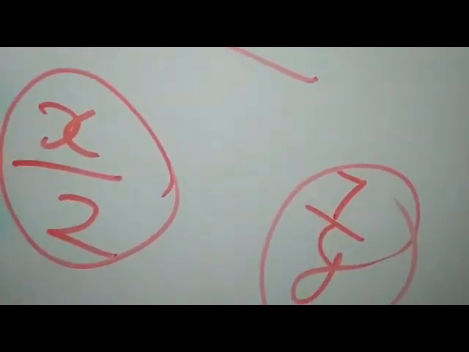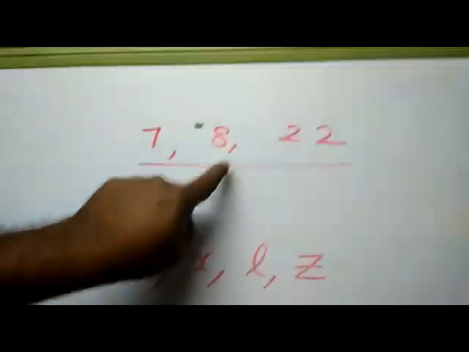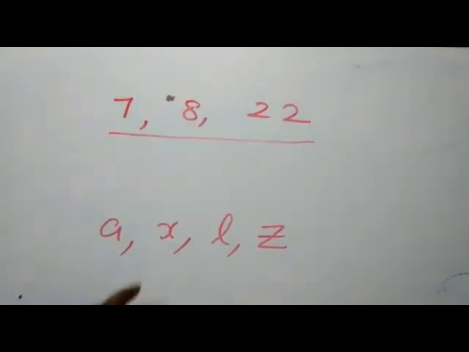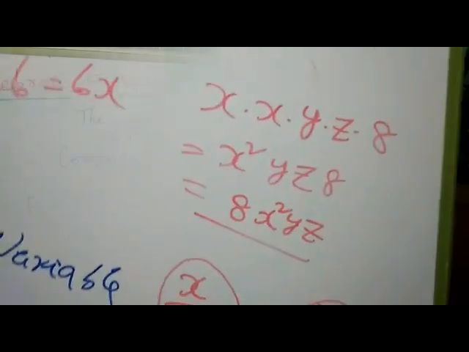Coming to the quotient of a number and a variable, if you take x by 2, x divided by 2, we can take this as an algebraic term, and 7 divided by y is also an algebraic term. So the examples are 7, 8, 22, a, x, l, z, 8x square y z, and so on.